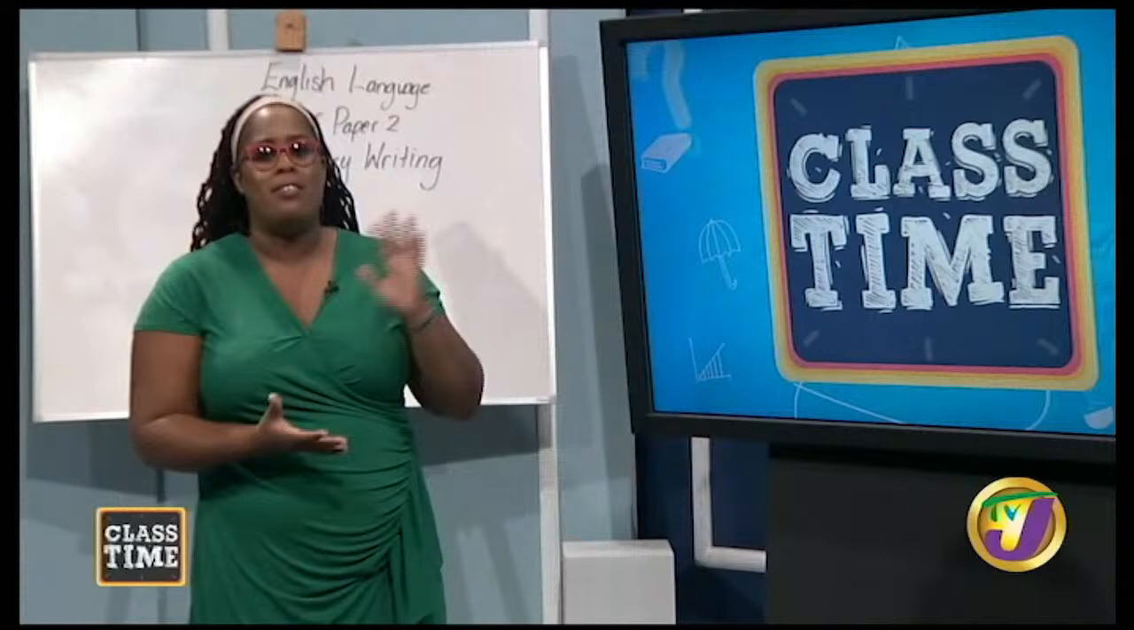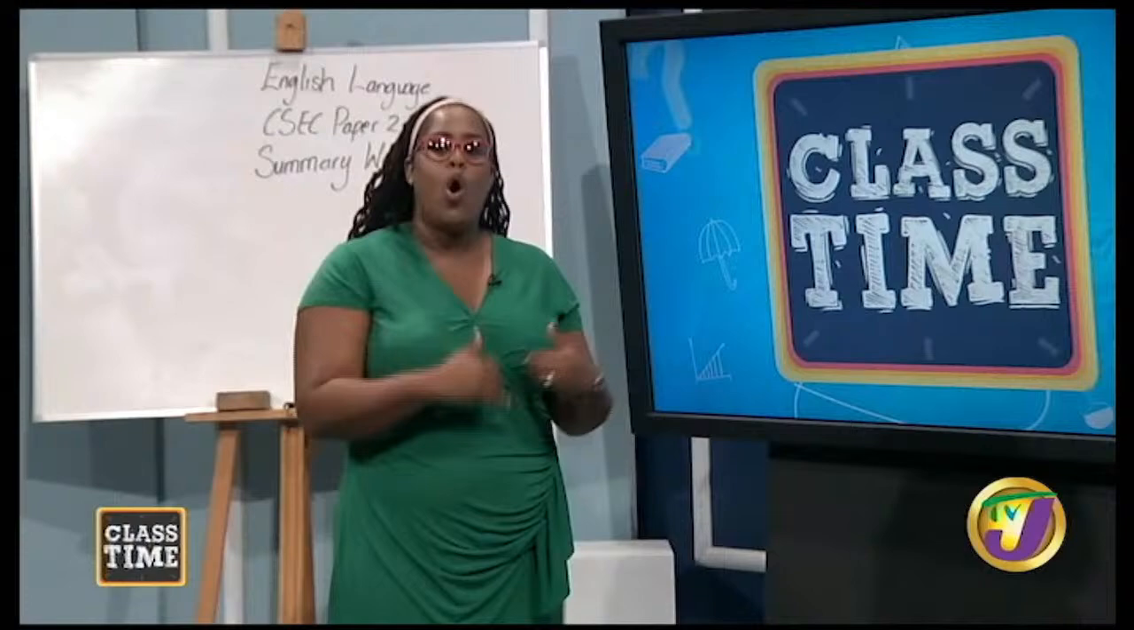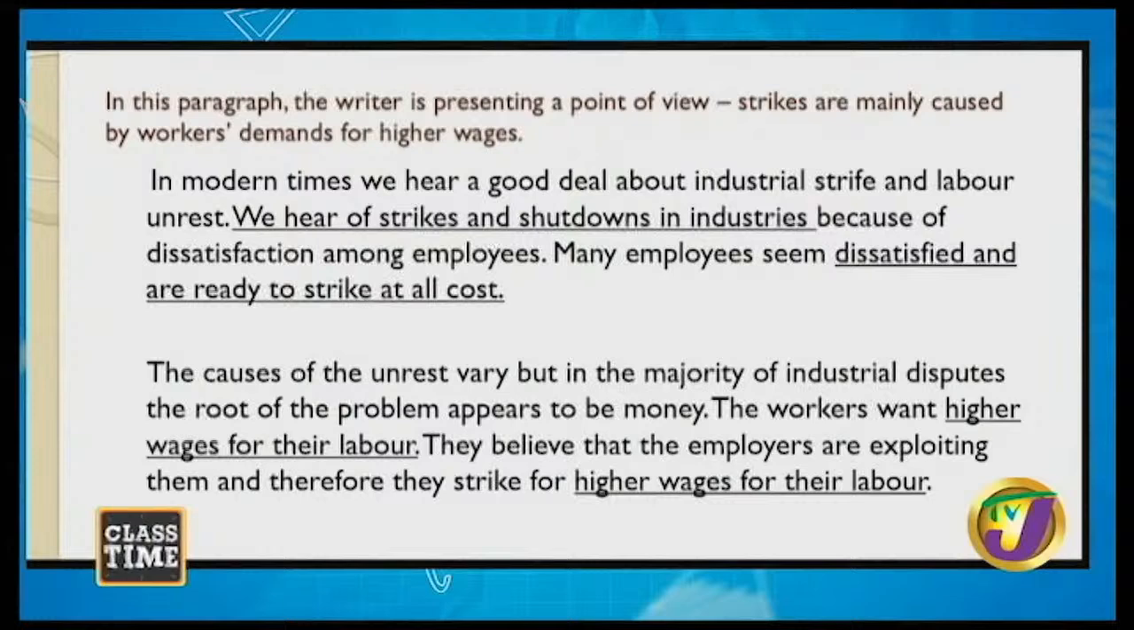Now, let us look at how we identify the repetitions and how we eliminate them. In this paragraph, the writer is presenting a point of view: strikes are mainly caused by workers' demands for higher wages. We have the extract here, so we're going to look at the repetition that we see, and they're underlined. In modern times, we hear a good deal about industrial strife and labor unrest. We hear of strikes and shutdowns in industries because of dissatisfaction among employees. Many employees seem dissatisfied and are ready to strike at all costs.